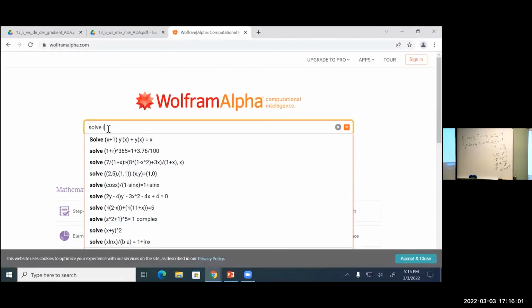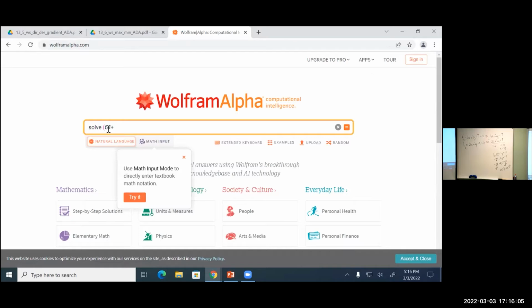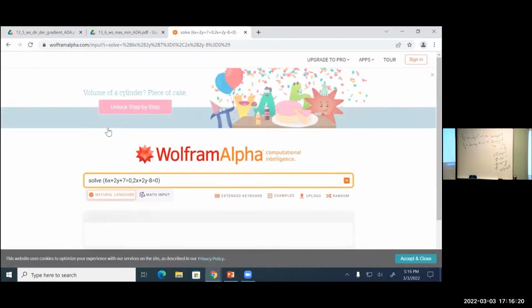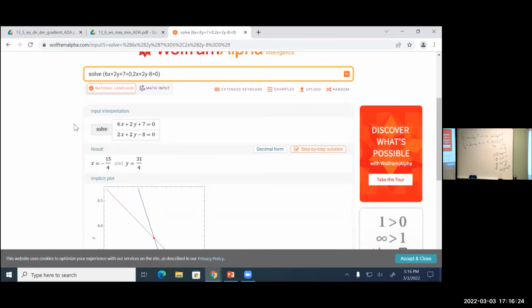What did we have at the beginning? So 6x plus 2y plus 7 equals 0. Let me know if I put anything in wrong. 2x plus 2y minus 8 equals 0. And that answer looks very familiar, right?